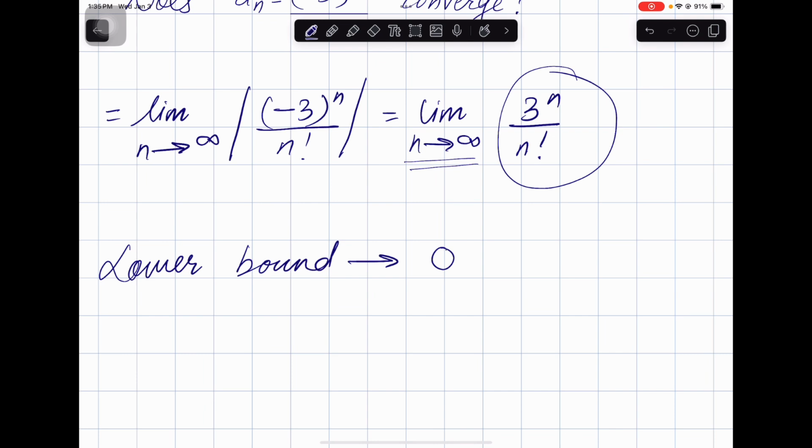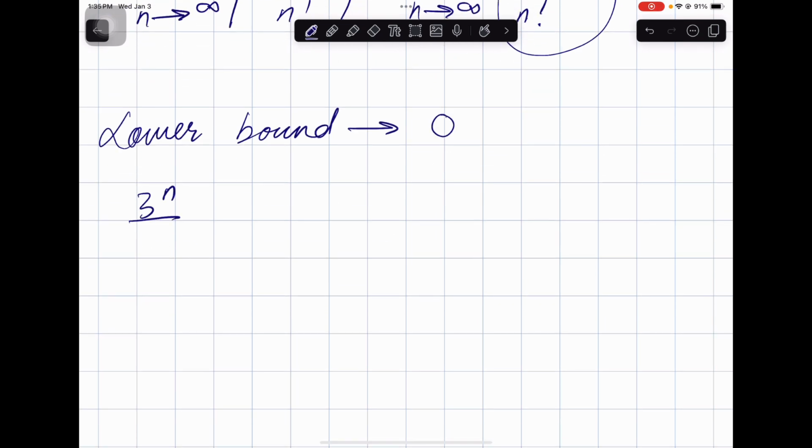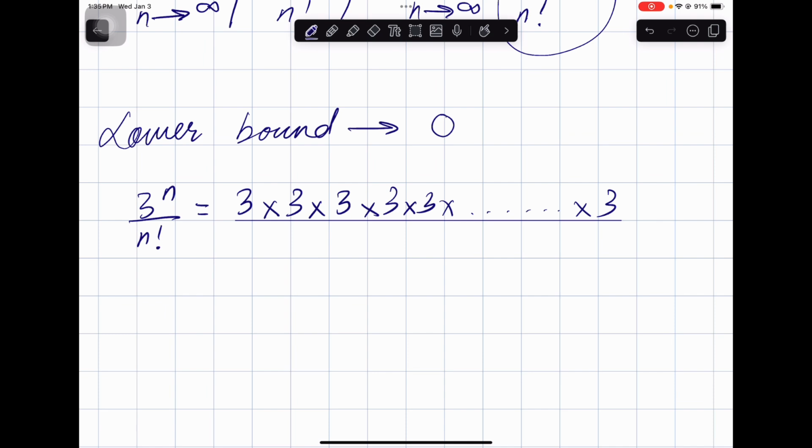So let's expand this. What I mean by expanding is, 3 to the power n is something like this: 3 times 3 times 3, and it goes on, and then again 3, right? And for n factorial, it is 1 times 2 times 3 times 4 times 5 and so on, till n. Okay, so now you have to use logic over here. And what I mean by logic is, let's look at these terms.